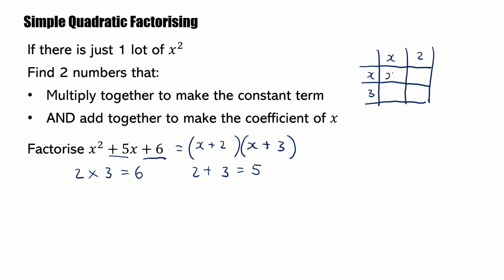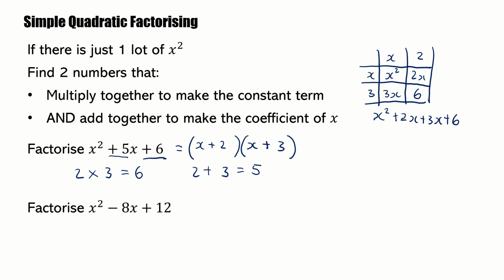So x times by x is x squared, 2 times by x is 2x, 3 times by x is 3x, 2 times by 3 is 6, and you'll notice from that we've got the x squared we wanted. We've got the 2x and the 3x combining to make the 5x that I wanted, and I've also got the plus 6 on the end, and therefore we've got everything we wanted. Brilliant, so we factorised correctly.